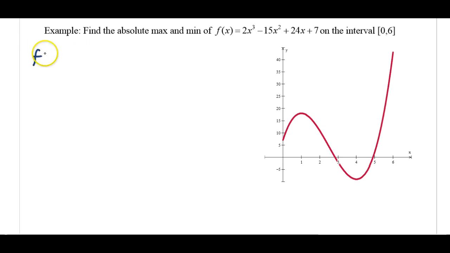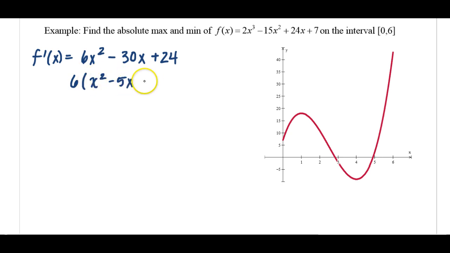So we have to find the derivative to find the critical points. The derivative of this function by the power rule is going to be 6x squared minus 30x plus 24. And we're going to need to set this equal to 0 because it's not going to be undefined anywhere. Before I set it equal to 0, I'm going to factor out the 6. So I'm left with x squared minus 5x plus 4, and I want to set that equal to 0.